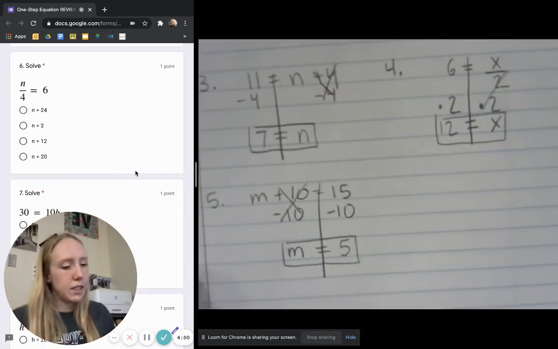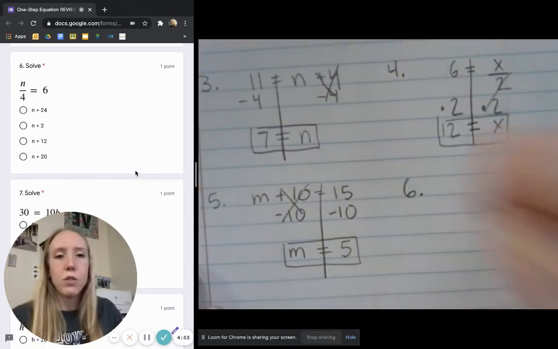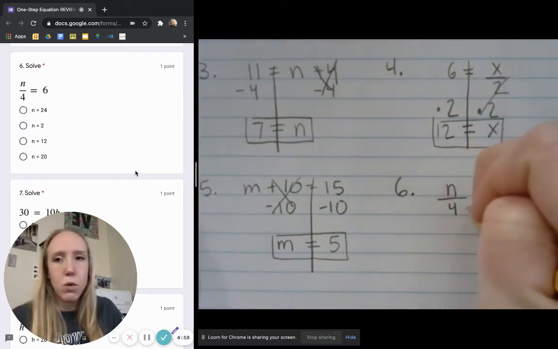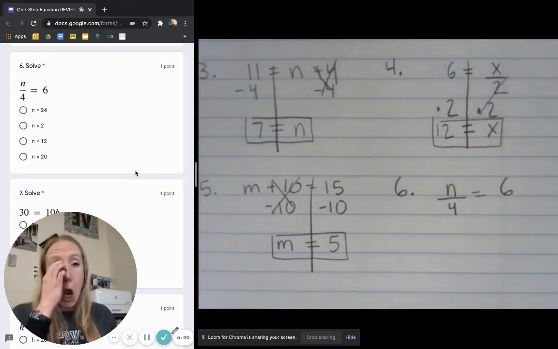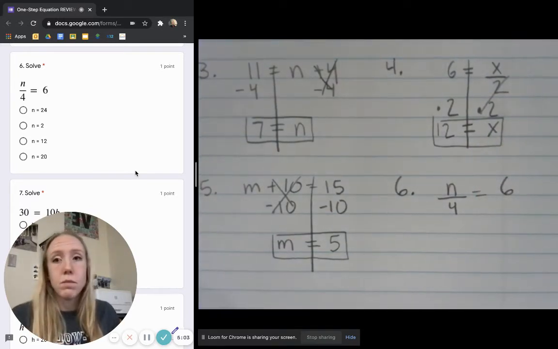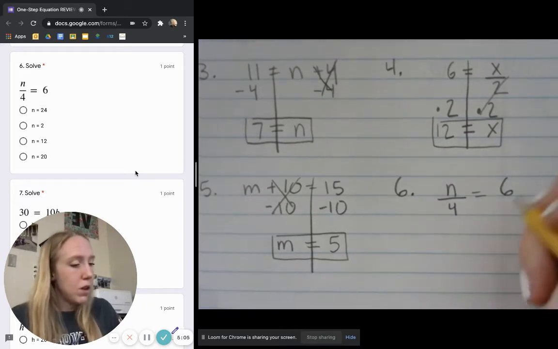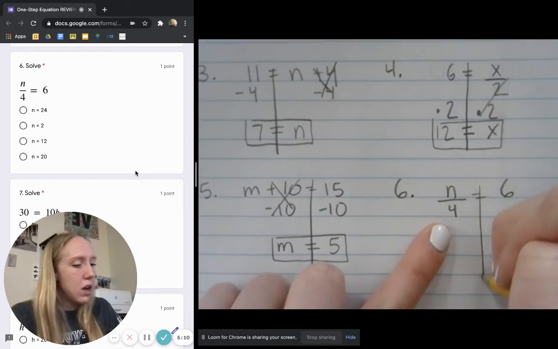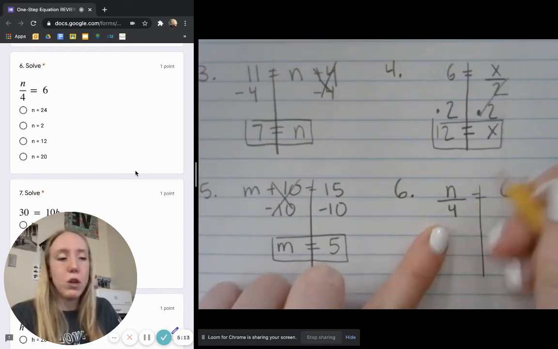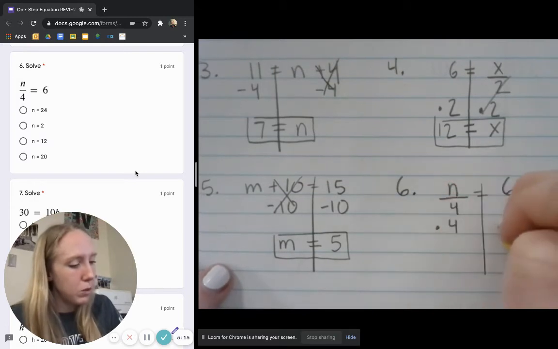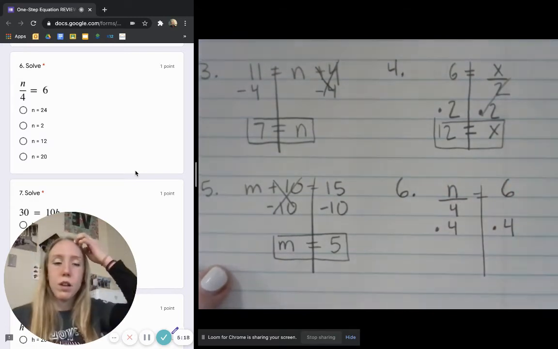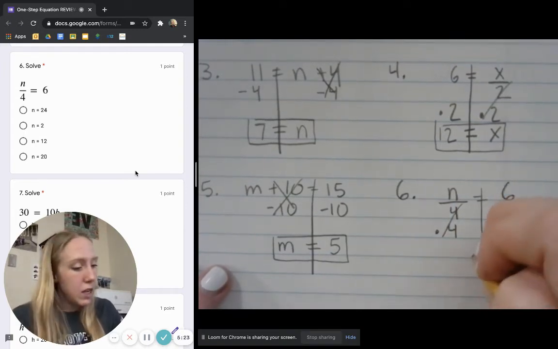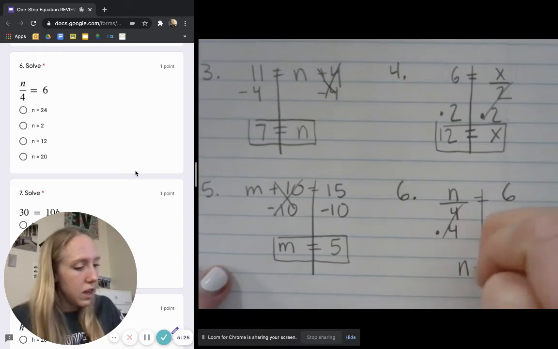Number 6. I know we're kind of hauling through these guys. This is just to check your work. N divided by 4 equals 6. I want to get rid of dividing by 4, so I'm going to multiply by 4 on both sides. Remember, we can get rid of the divided by 4 with times 4. That leaves just n equals in the middle.